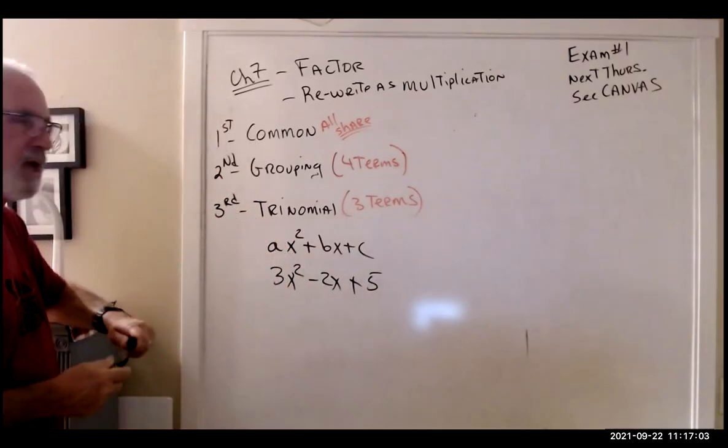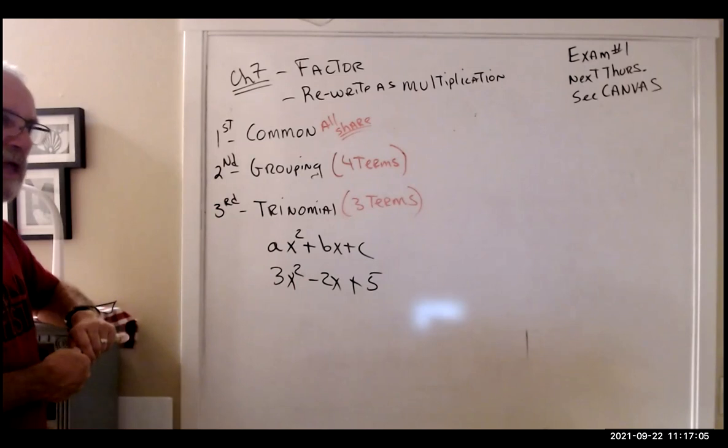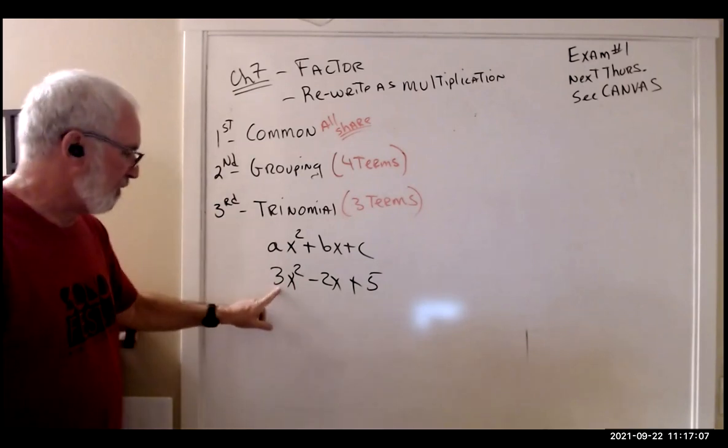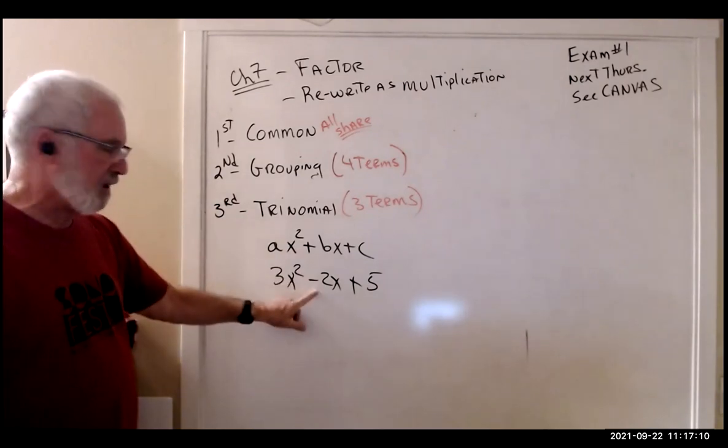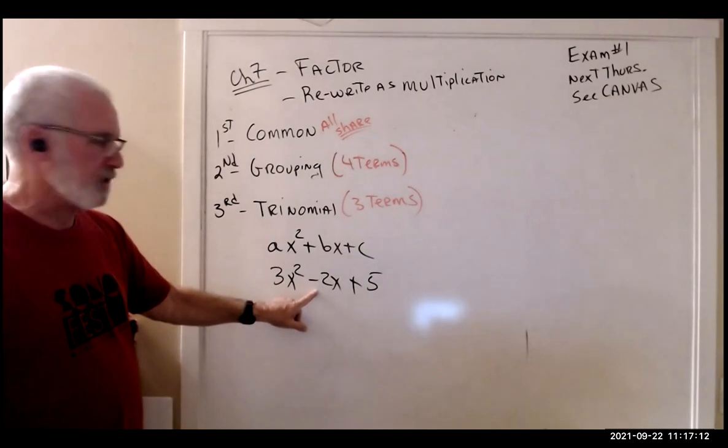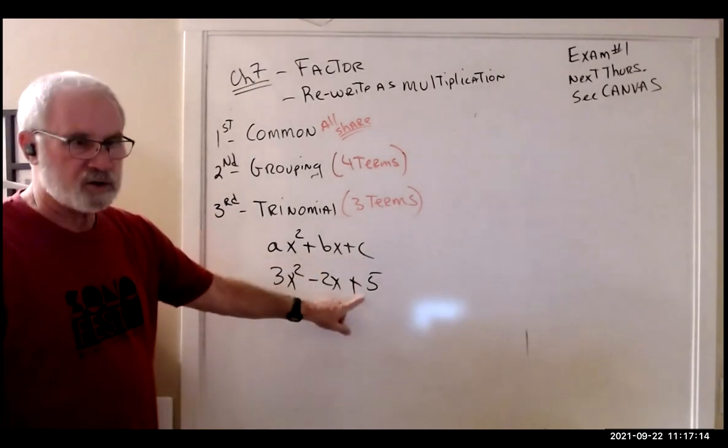Okay, so that would be a trinomial. The a value is considered to be 3. The b value is a -2. The c value is a 5.